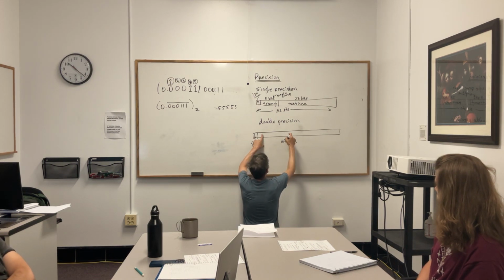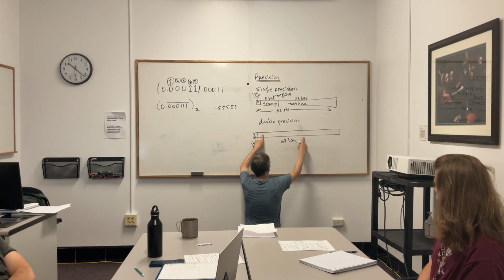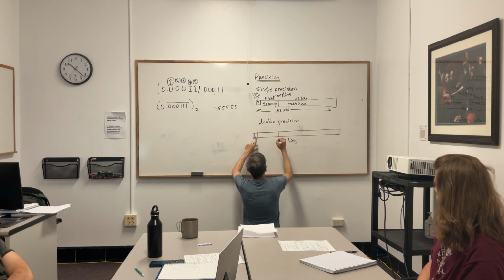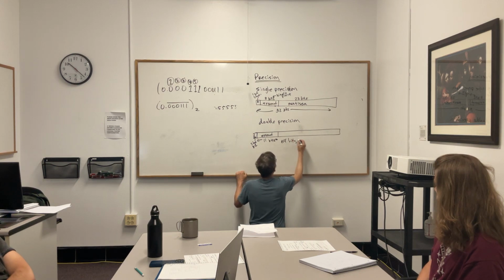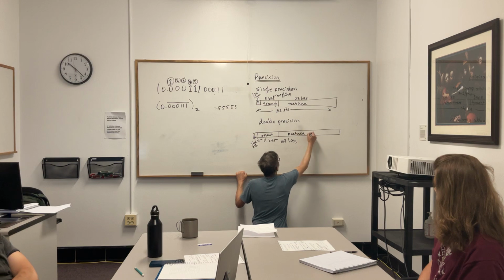Then here I've got, wait, I know that this is 52 over here. So 52 plus 53... I think it's 11. Yeah, okay, it's 11 bits. So this is 11 bits for the exponent. So I have 1 here, that's 12, so over here, 52. Okay, so this is your mantissa. This is 52 bits.